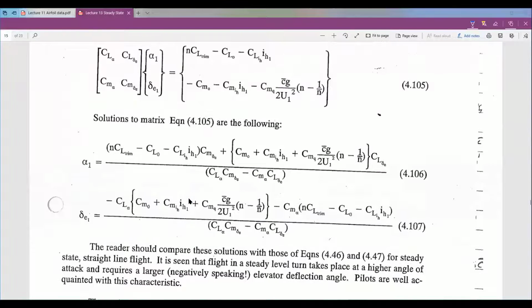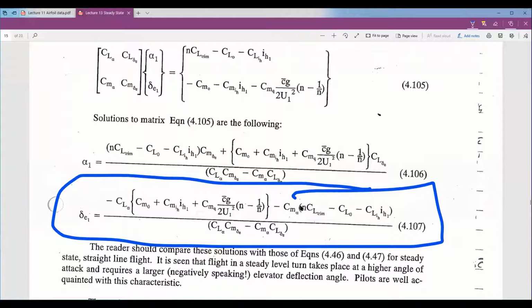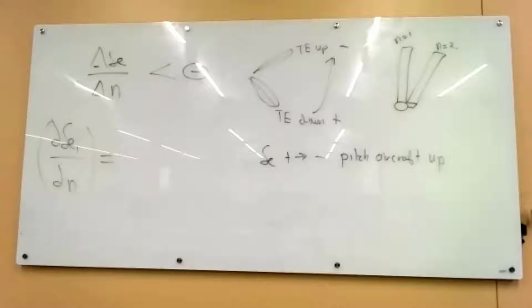But from this formula here, we can take the derivative with respect to n. N shows up here and here, so we're going to get a 1 plus 1 over n squared, because this is n to the minus 1. And then the n here, the derivative of this with respect to n just gives CL trim, and then everything else gets knocked out, so it's real nice. So imprint this in your brain, or have it written down in your notes or in your book. So we're going to take the derivative of that on the board. And that's going to give us elevator per G.